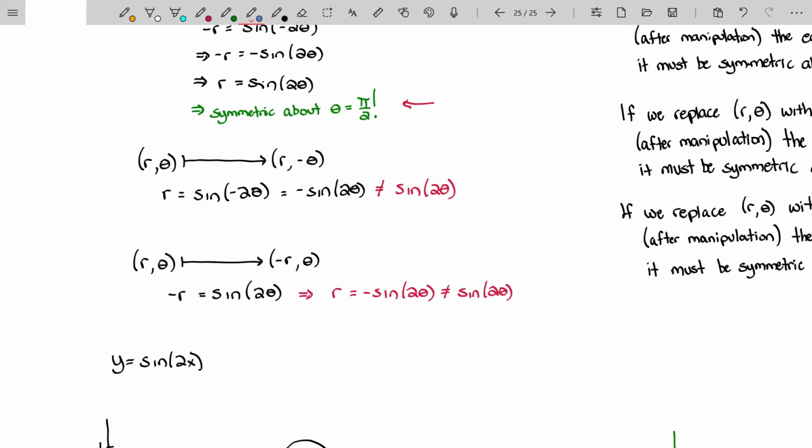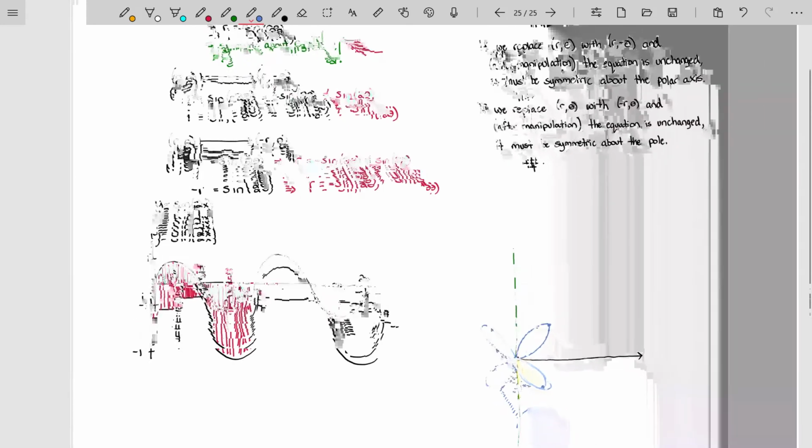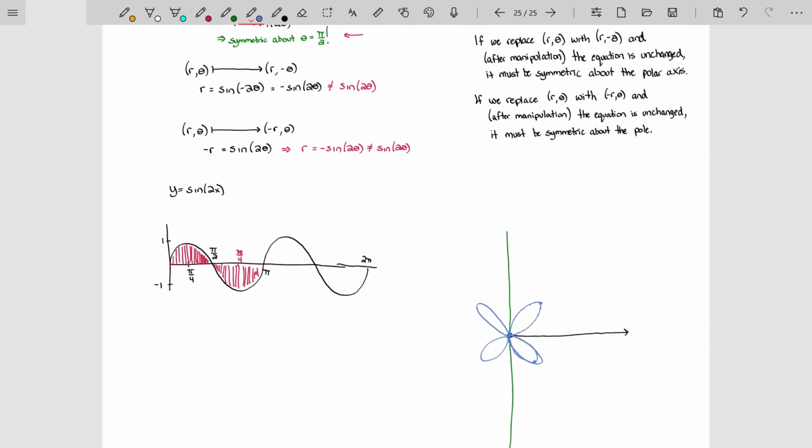But the tests that succeed are awesome, because then you only have to graph half of it, and then the rest of the graph you can quickly do. All right, that finishes out this lecture video.